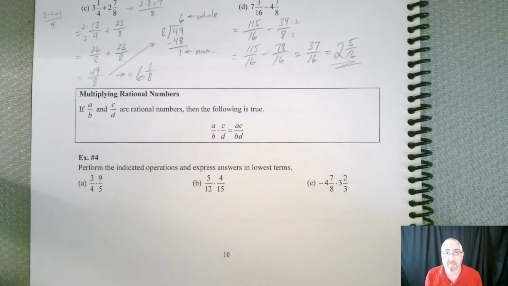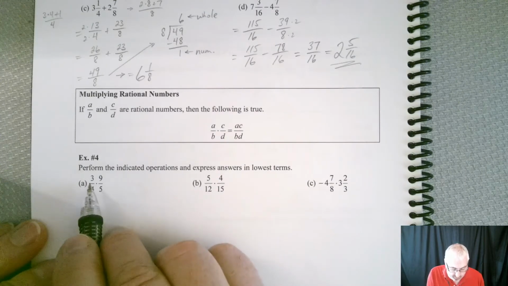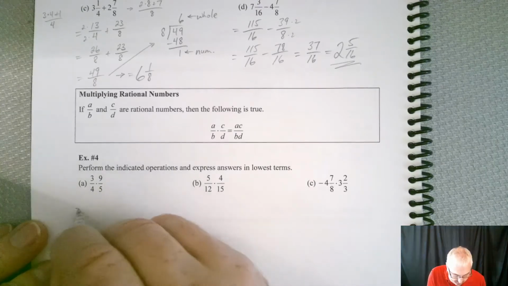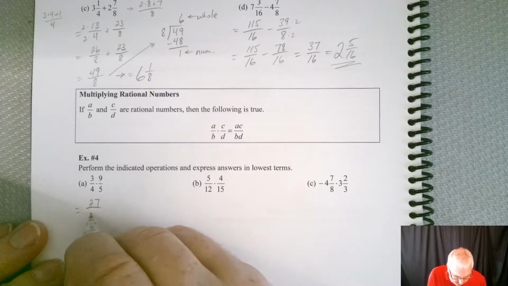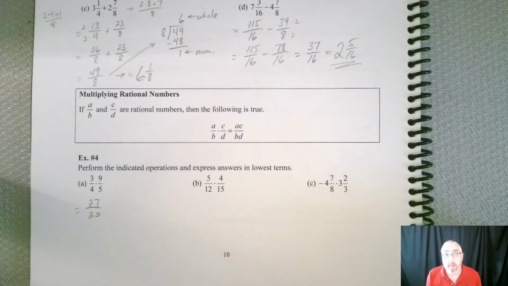That's it. Nothing else. Now, obviously, you want to reduce in there when possible, and we're going to see some little tricks that you can do when doing these problems as well. All right, so let's look at the first one. We got 3/4 times 9/5. So if we multiply straight across, 3 times 9 is 27. 4 times 5 is 20. And done.